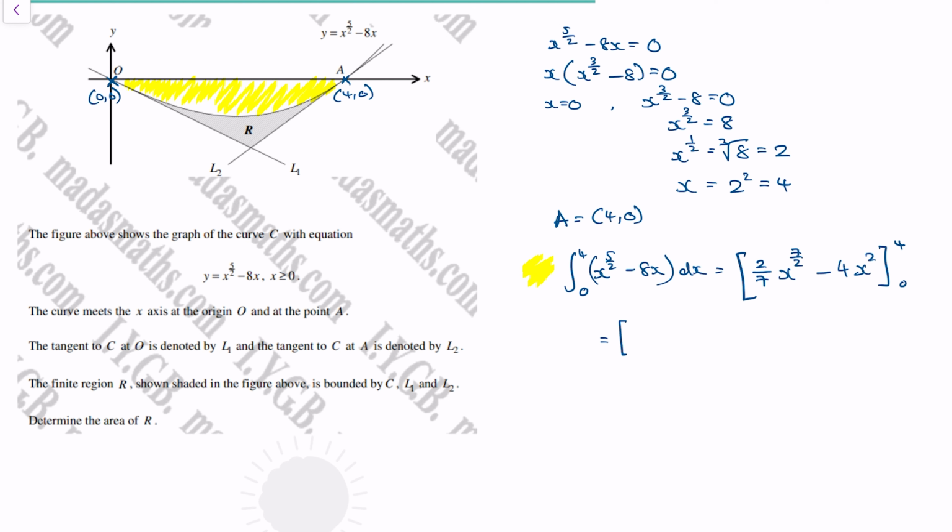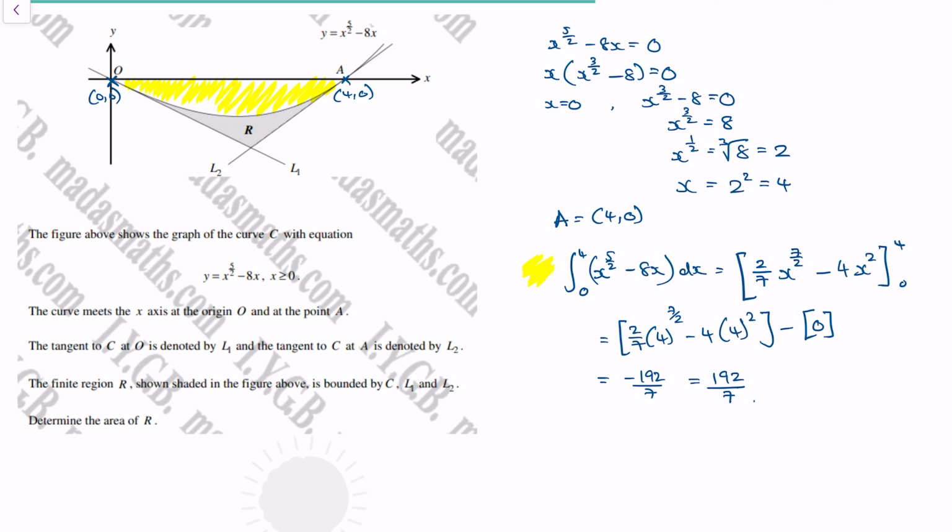Which means I get 2 over 7 times 4 to the power of 7 over 2 minus 4 times 4 squared. When I substitute 0 in, I get 0. I put this into my calculator, I get negative 192 over 7. And obviously I change this to a positive number. It's negative because it's below the x-axis.